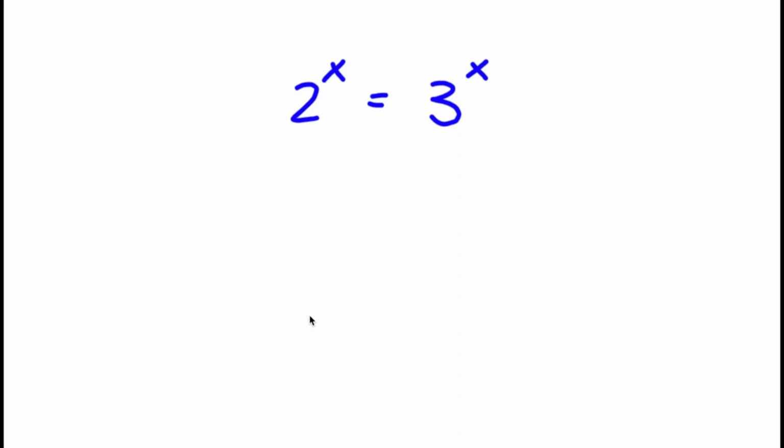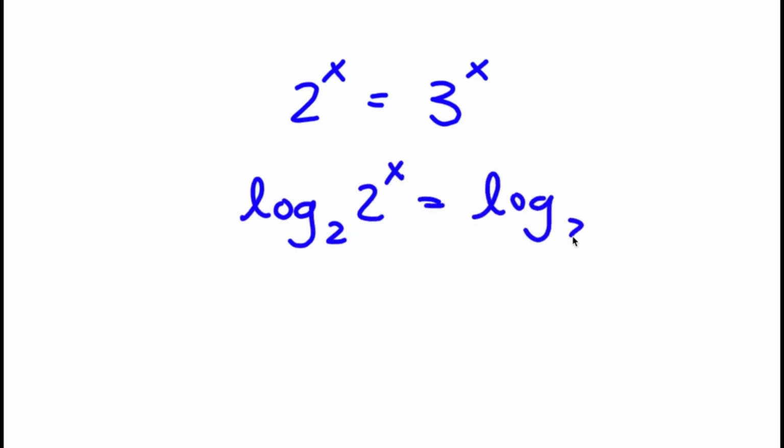Alright, so in this problem I have 2 to the power of x is equal to 3 to the power of x. So the first thing I'm going to do is I'm going to take the log base 2 on both sides. So I have log base 2 of 2 to the power of x is equal to log base 2 of 3 to the power of x.